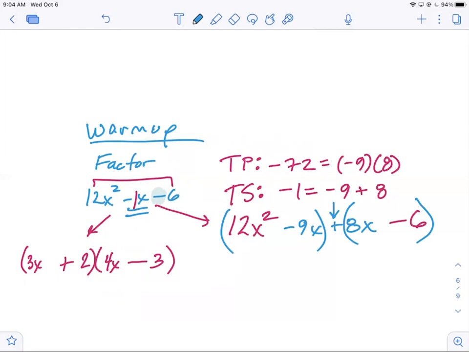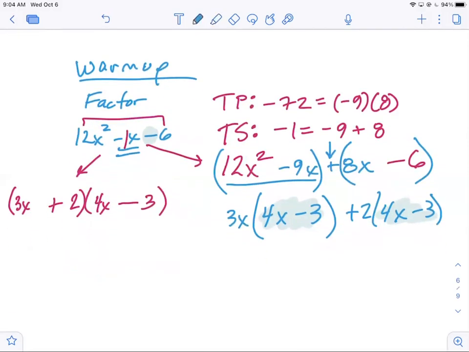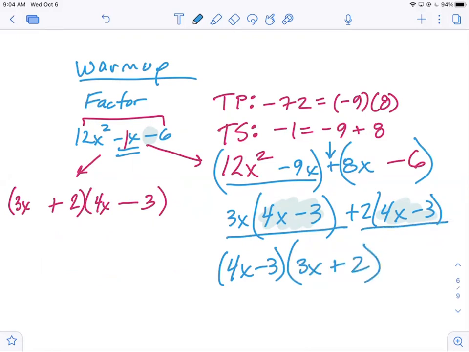Now you factor by grouping. You pull out common factors. And here we have a common factor of 3x, and that leaves you 4x minus 3. And over here we pull out a common factor of 2, and that leaves us a 4x minus 3. And when you factor by grouping, you should have this common binomial factor in each of your 2 terms. And so now if you factor out that 4x minus 3 from each term, in the first term, you're just left with the 3x. In the second term, you're just left with the positive 2. And that's another way to factor it.